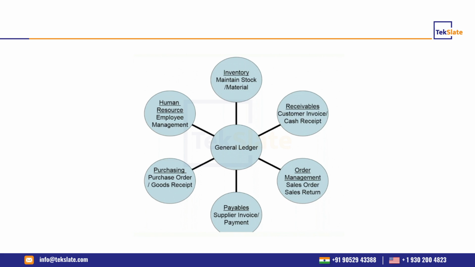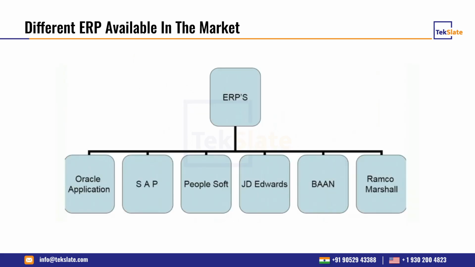So forget about this one. You talk about SAP ERP, you talk about PeopleSoft, you talk about JD Edwards. Any ERP, this is what is going to happen. The subledger concept and main ledger concept will not go. This will remain the same. The different ERPs that we have in the market are Oracle Applications, SAP, PeopleSoft, JD Edwards, BaaN, Ramco, Marshall. These are the different ERPs that we have in the market. There is one more important ERP which I didn't put in the slide. I forgot to put that.